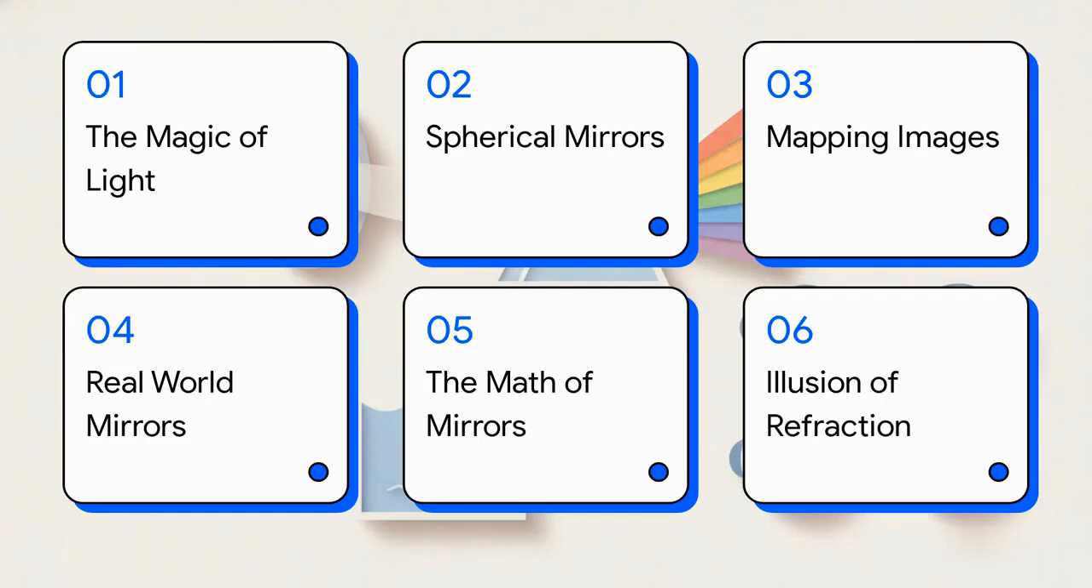So here's our roadmap for today's explainer. We're going to cover the magic of light, meet the spherical mirrors, map out images with rays, explore real-world mirrors, tackle the math behind it all, and finally, finish up with the illusion of refraction. Let's get to it. Section 1.